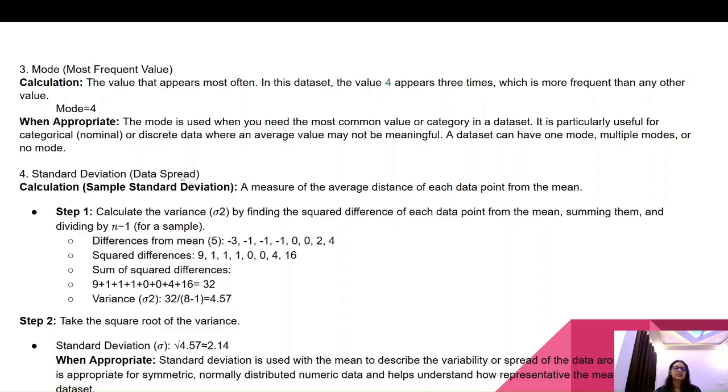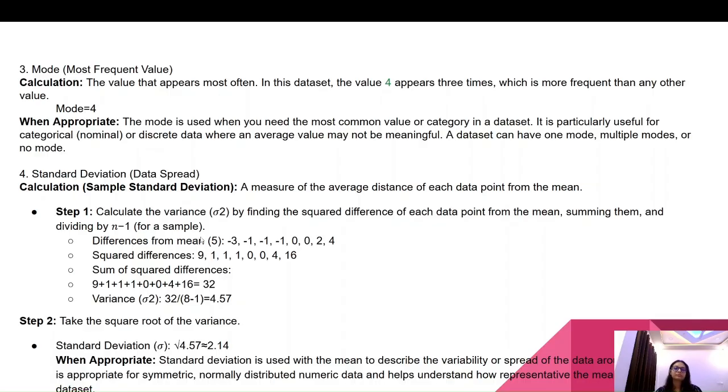Standard deviation, data spread. Calculation. Sample standard deviation, a measure of the average distance of each data point from the mean. Step 1. Calculate the variance sigma squared by finding the squared difference of each data point from the mean, summing them and dividing by n minus 1 for a sample.